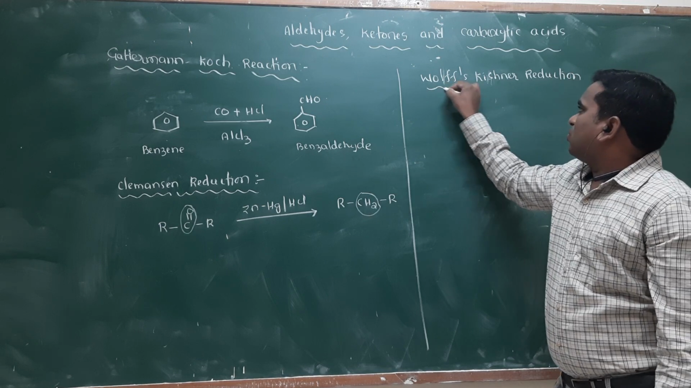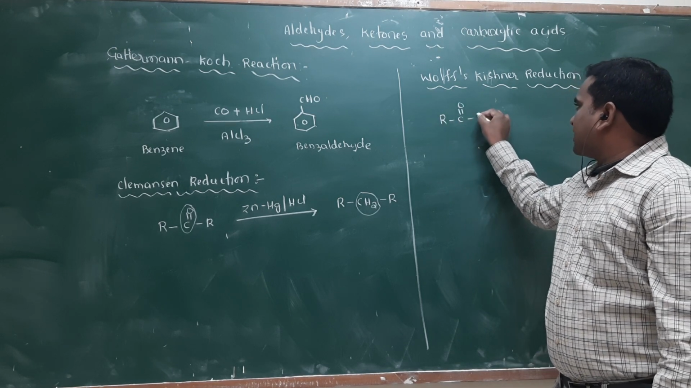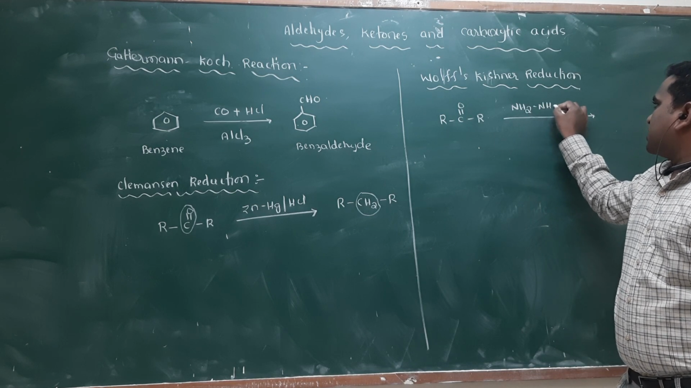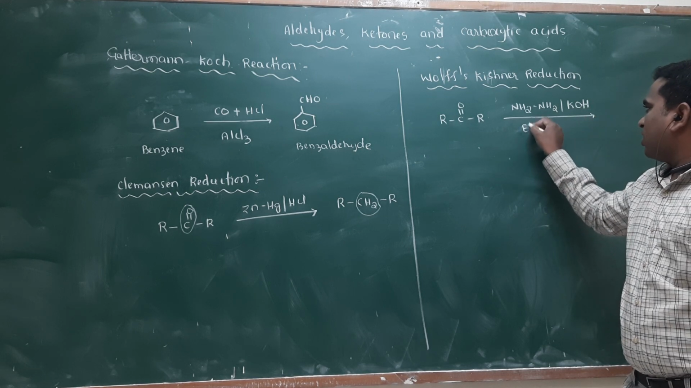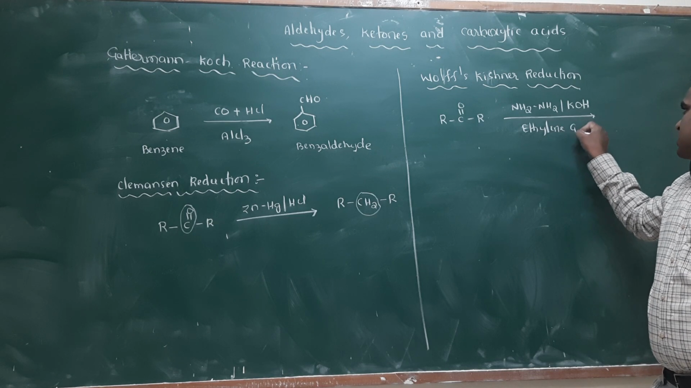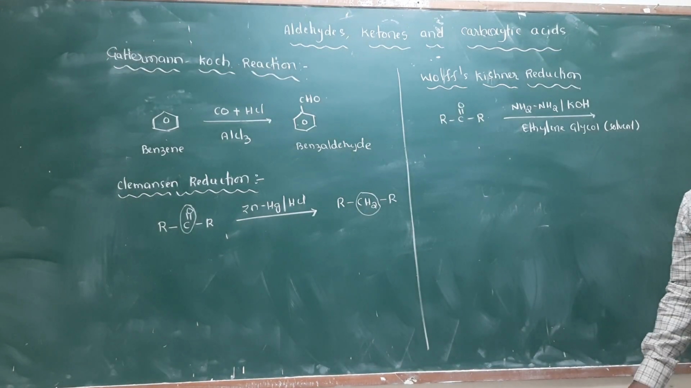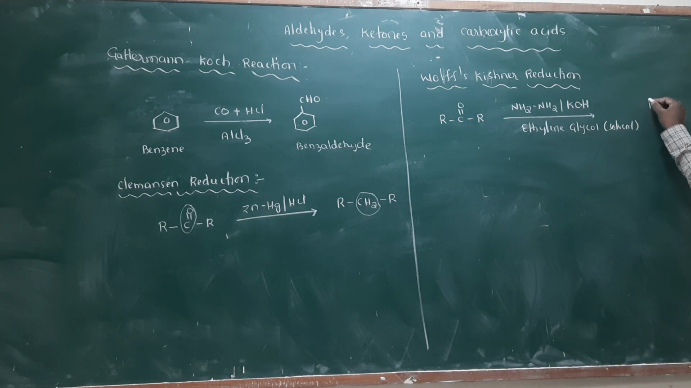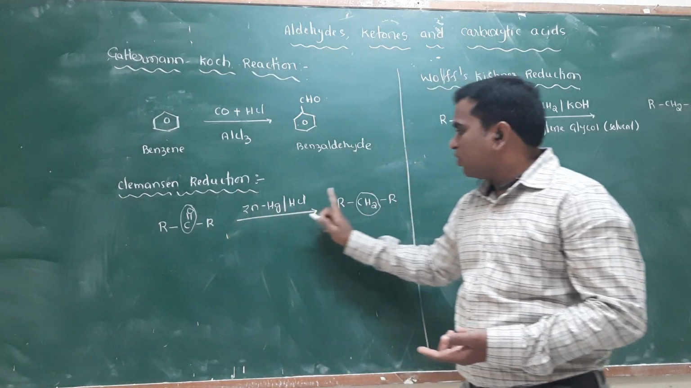Same, I said these are important reactions. Take the aldehydes or ketones in presence of hydrazine, NH2NH2, in presence of basic medium, ethylene glycol. Ethylene glycol is a solvent. Same, what will happen? You see, C=O is converted into CH2. Here also C=O is converted into CH2. Both reactions are the same. This reagent can also be used to convert the C=O into CH2.